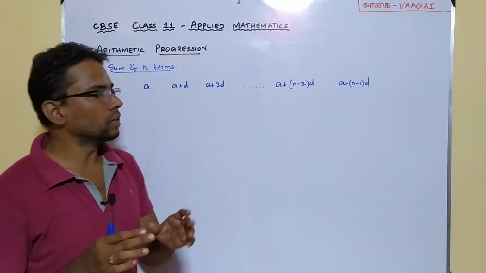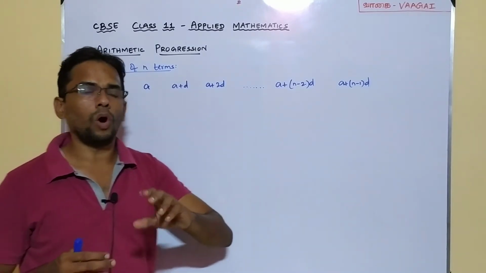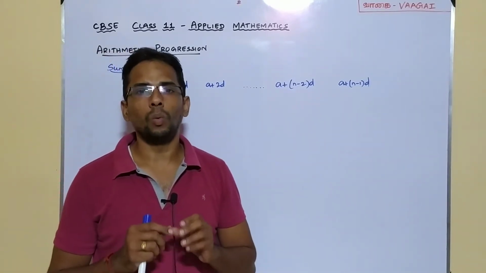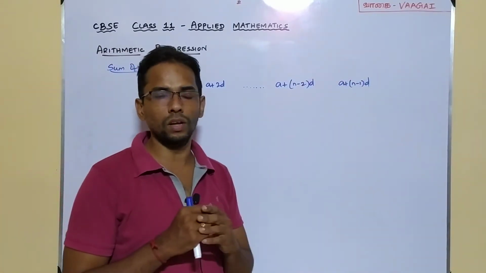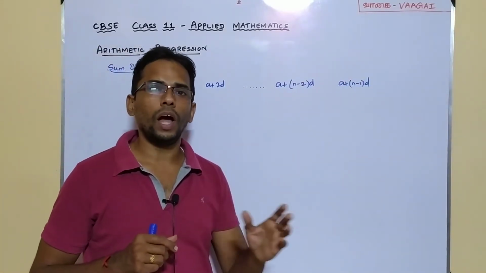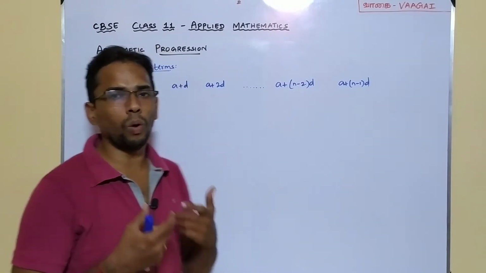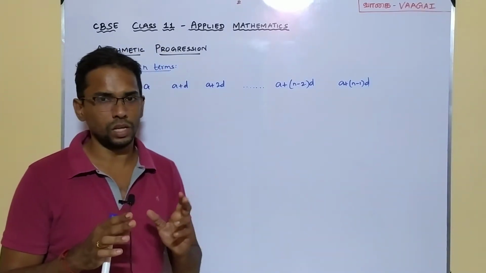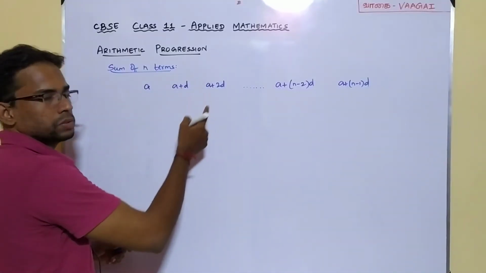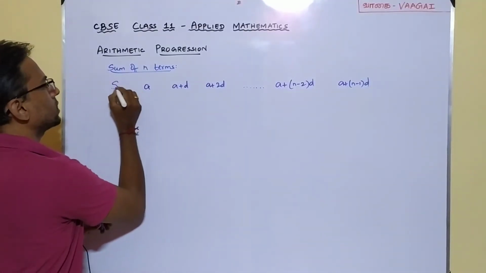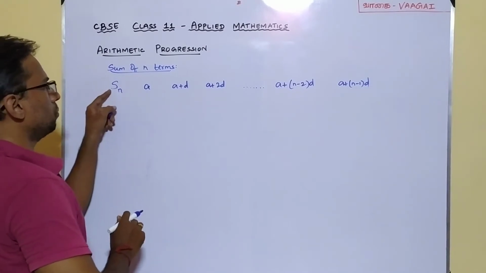Now let's try to find the sum of the first n terms of an arithmetic progression. What I have done here is I have written the first n terms here itself, and now I am going to add everything. That will give me the sum of the first n terms. This is going to be our plan. And here the sum of the first n terms is notated by Sn. So this denotes the sum of n terms.